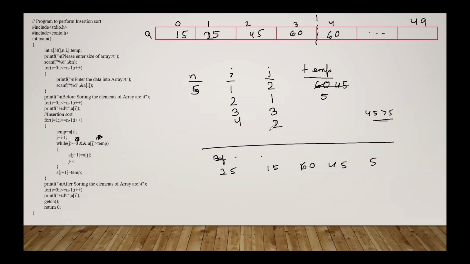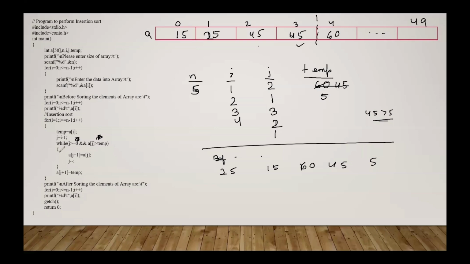If it is true, then what happened? a[j+1] means 2 plus 1, 3. Store which value? This value. So now this position stores the value of 45. Then j minus minus, that is 1.